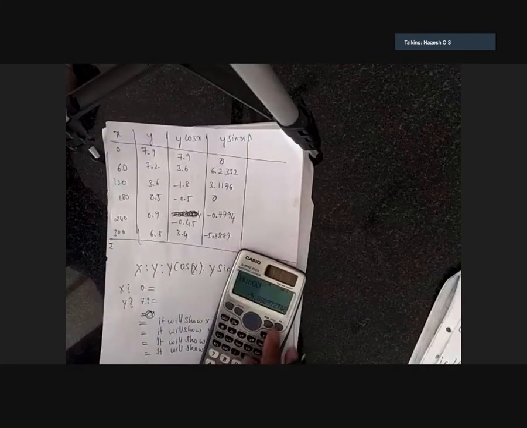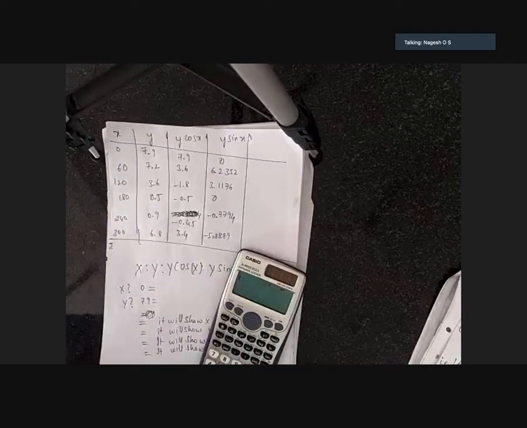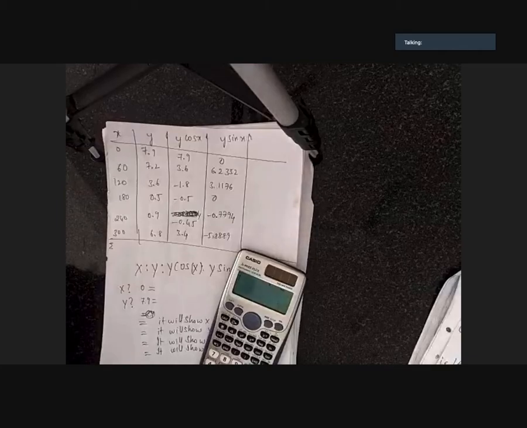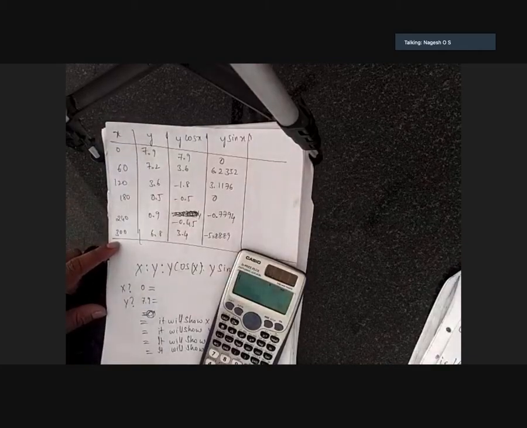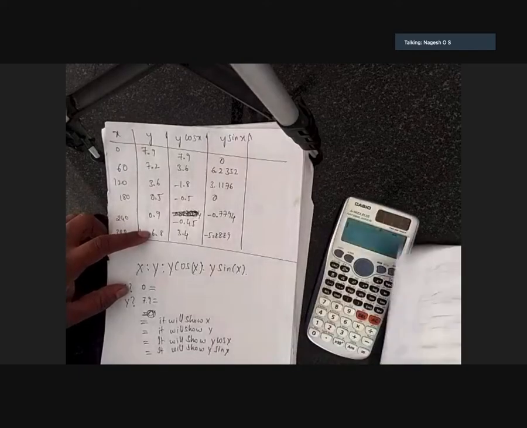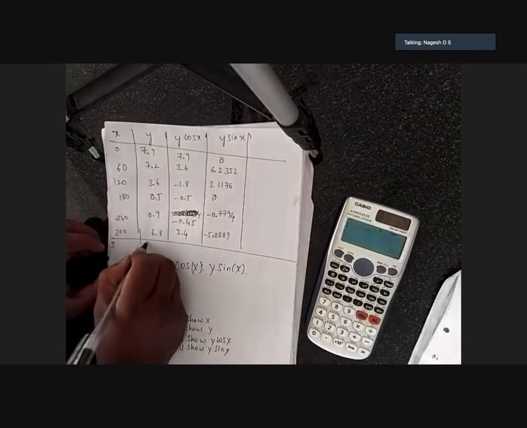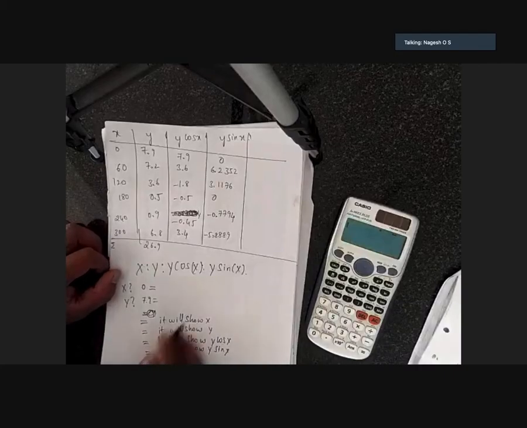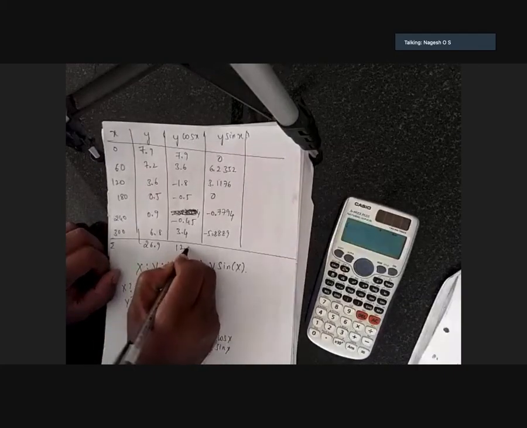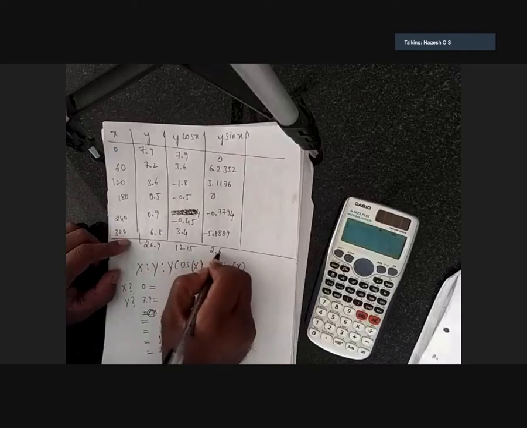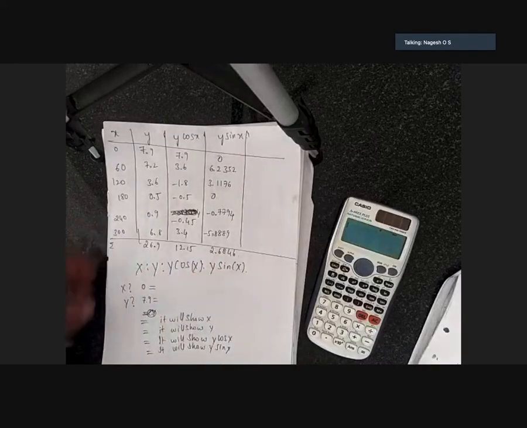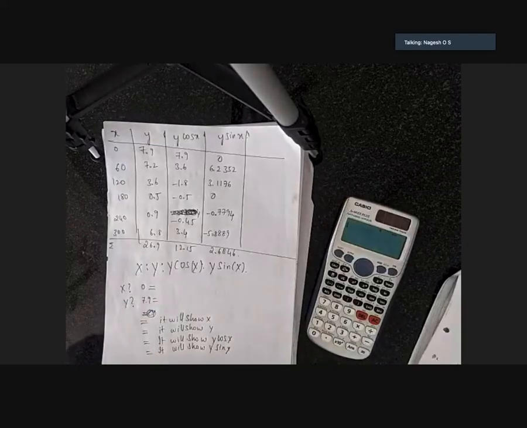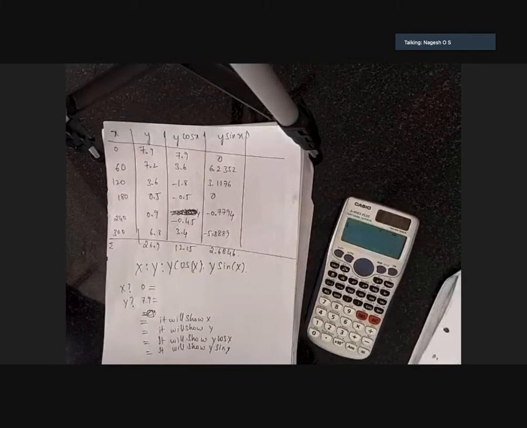Now take this sum. Add everything. You don't want the sum of x, only the sum of y. If you add, directly I will write: summation y, you will get 26.9. Y cos x, you will get 12.15. Y sin x, you will get 2.6846. Okay, got this much.